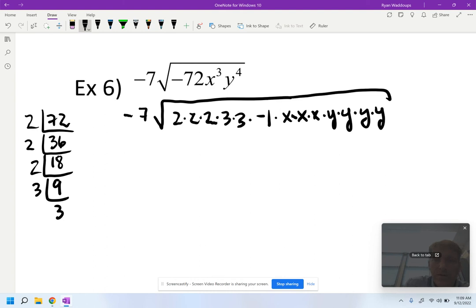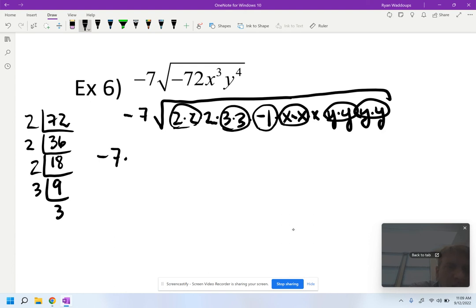Once again, this is a square root, so the index is 2. So I've got one pair of 2s, one pair of 3s. That -1 as a square root is going to come out as an i. One pair of x's and two pairs of y's. So I can bring all of that out, and it's going to be multiplied by this -7 out front. So it's -7 times 2 times 3 times x times y times y times i. And there is a 2 and an x that are going to stay under the radical, so that's 2x.